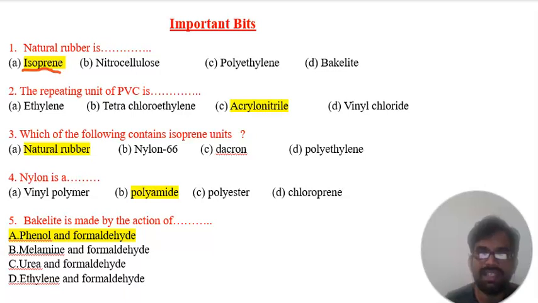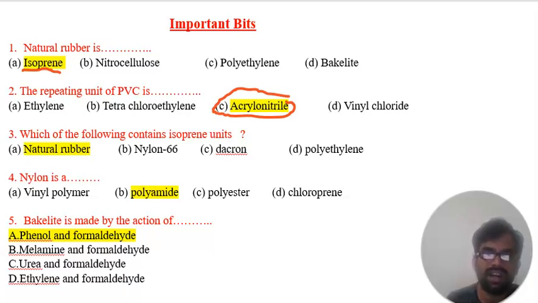And in the second bit, you can see the repeating unit of PVC, polyvinyl chloride. The repeating unit we simply call a monomer, right? A number of monomers combine to form polyvinyl chloride. So acrylonitrile is the right answer for the second bit, one of the repeating monomer units for the PVC, polyvinyl chloride.